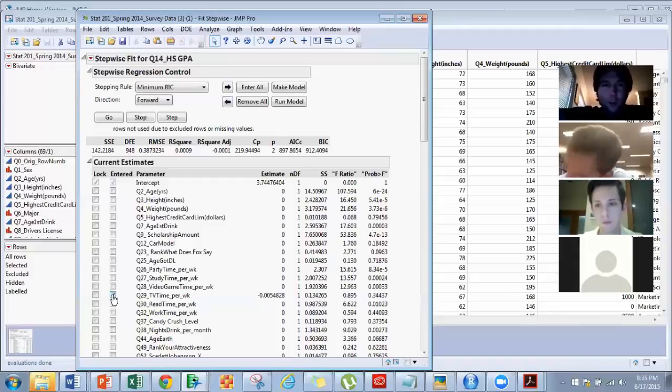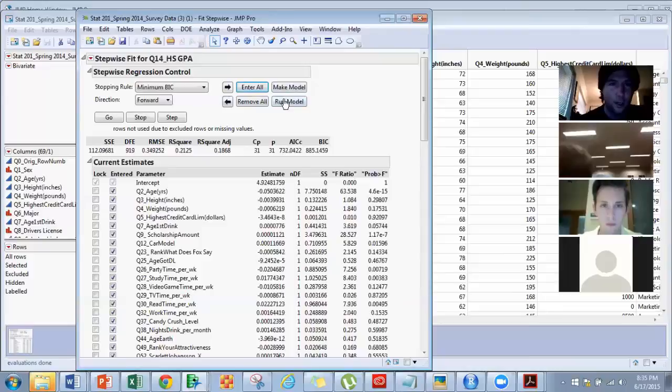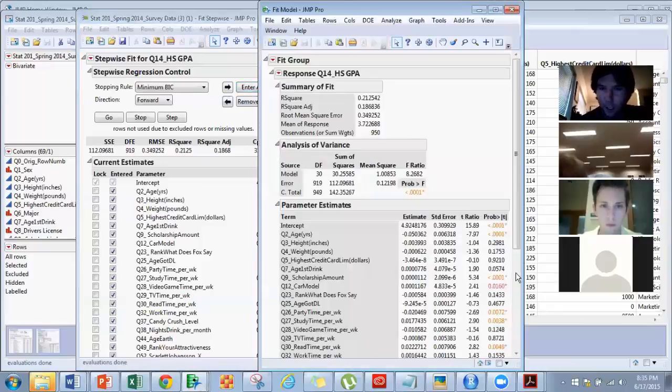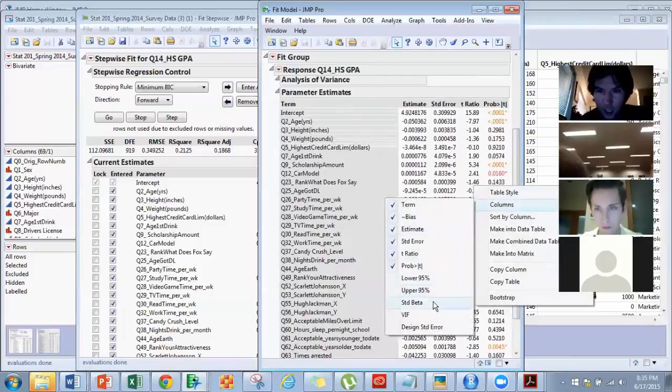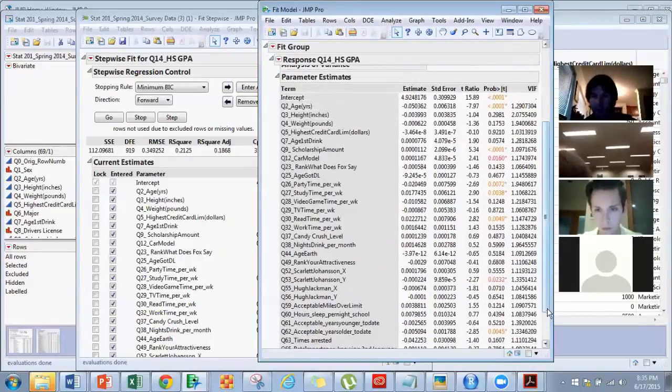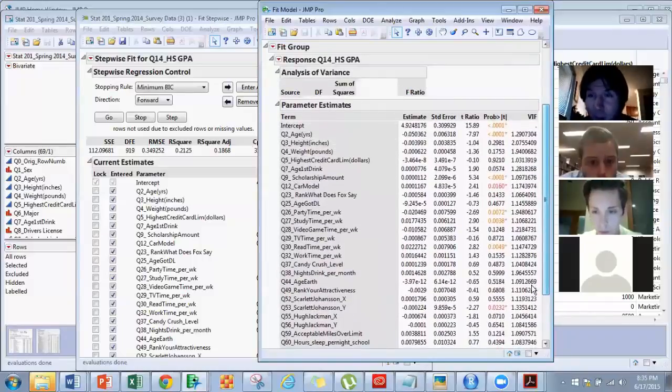Like multicollinearity. You see, here's the thing I like. I know how to do a lot of this stuff in JMP. If I go to enter all in JMP, run model, let's go ahead and run the model, and then I go down here to my estimates, and I click here, I go to columns, and I go to VIFs. There's all my VIFs in JMP. And funny enough, they don't step on each other's toes.